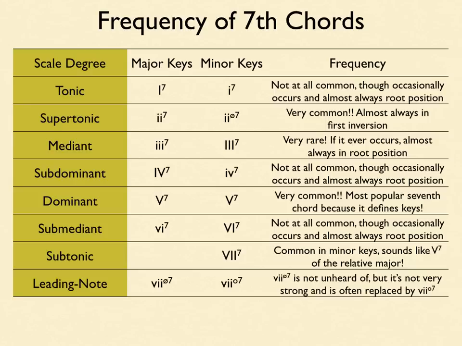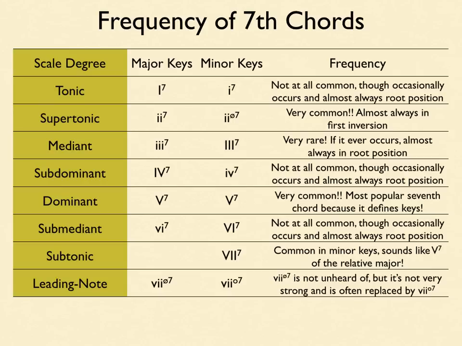As you can see, I've said they're not at all common, though occasionally occur, and when they do occur, they're almost always in root position, so they're not that common. Supertonic seventh chords, very common, almost always in first inversion, so it's very common to have supertonic seventh chords in major keys and minor keys. And as you can see, if you have it in a minor key, it's going to be a half diminished seventh chord, whereas in a major key it's just a minor seventh chord. Okay, so look out for that.